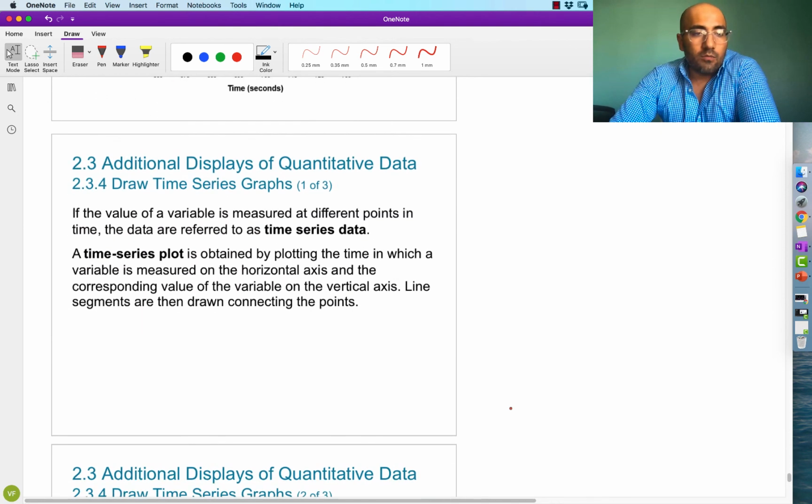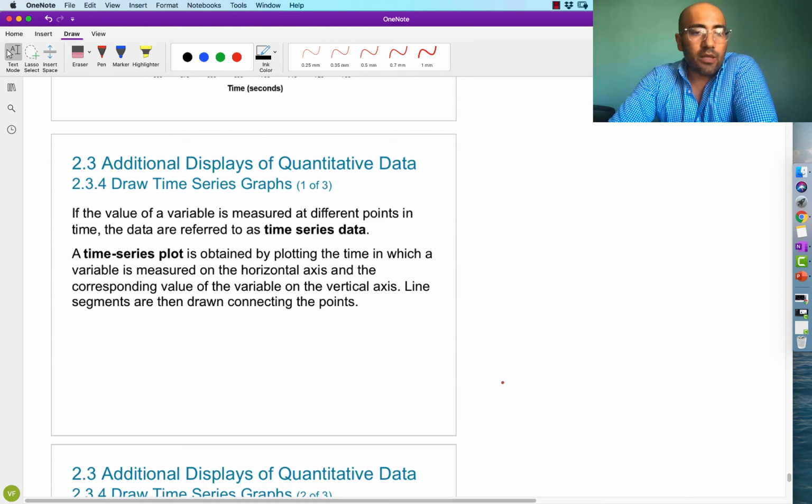Okay. Almost done. So if the value of the variables is measured at different points in time, the data is referred to as time series data. Very, very popular. Most popular one is probably like looking at graphs of the stock market over time. Right? It could be throughout the day, looking at the values of the stock, or it could be values throughout the year, or years, decades. So it could vary, but it's very common that we see the values of stocks across time.